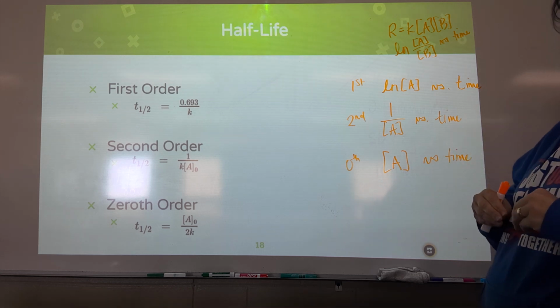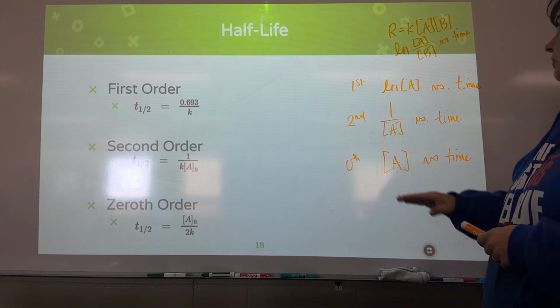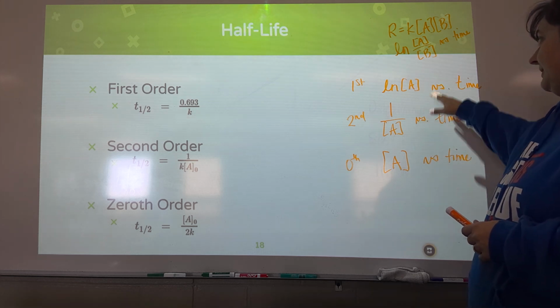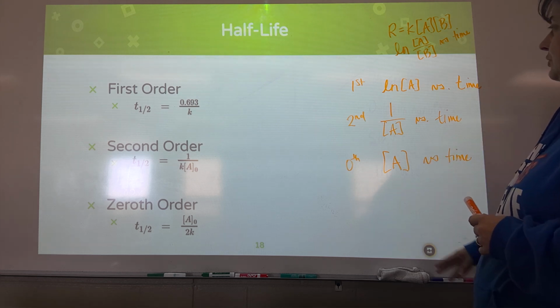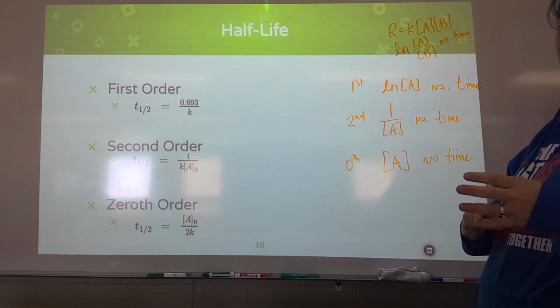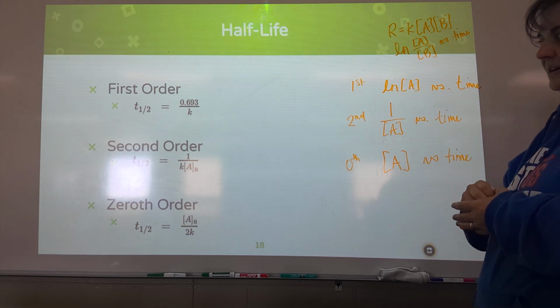So if we're trying to determine the reaction order for an integrated rate law, we're going to make these three graphs, and whichever one gives us a line will tell us the reaction order. Then once we know the reaction order, we can calculate the half-life, which will be how much time has passed in order for half of that reactant to be gone.